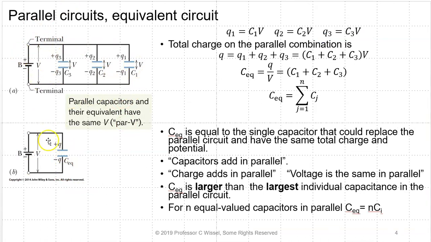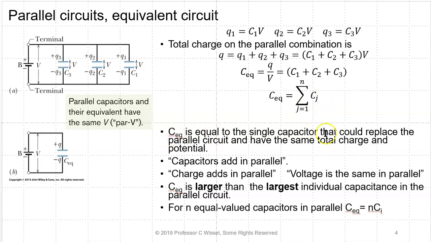So we want to find the equivalent circuit that could functionally replace this parallel circuit. We know that Q1 equals C1V and Q2 equals C2V and Q3 equals C3V. The total charge on the parallel combination is Q equals Q1 plus Q2 plus Q3. So that equals the quantity C1 plus C2 plus C3 times V. C equivalent is then Q over V, and that is C1 plus C2 plus C3. So capacitors add in parallel. The C equivalent is the sum of all the individual capacitors.